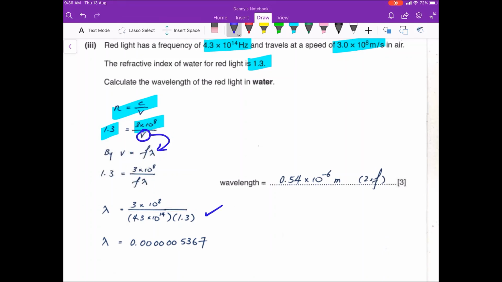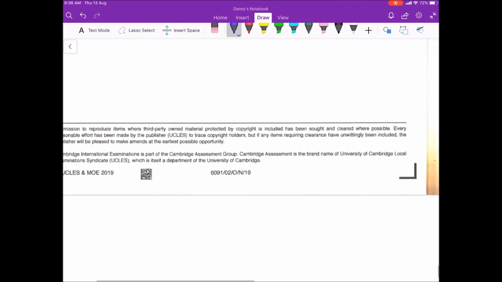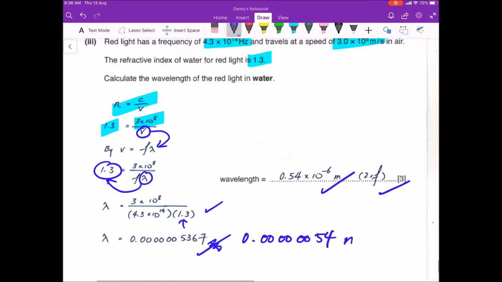I skipped a step. Basically, I moved this over to here. So that's why 1.3 appears like that. After you calculate, you get this. Leaving it in standard form is easier for me, but you can leave it this way, and you have to be careful with the number of zeros. This way is also fine. Of course, it's in meters. So I think that's it for your 2019.